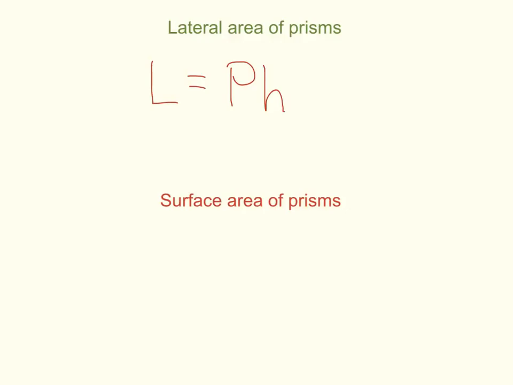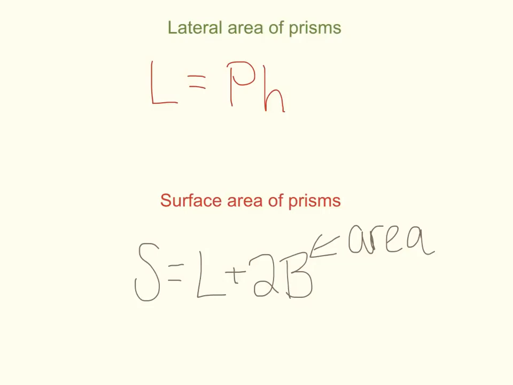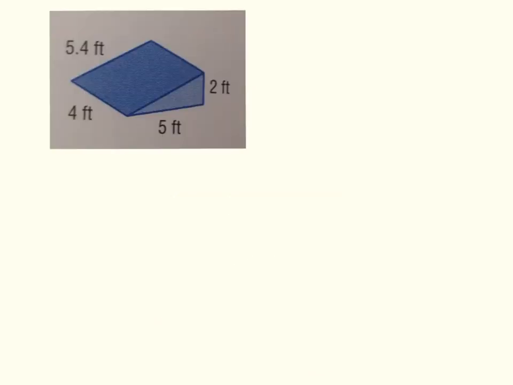For surface area of the prisms, this is when you have the S, which is the surface area, equals the lateral area plus 2 times the base, and the base here is the area of the bases. Or you could say that it is perimeter times height plus 2 times the area of the base, whichever way you want to look at it. For the duration of the lesson, we're going to do a few examples together.